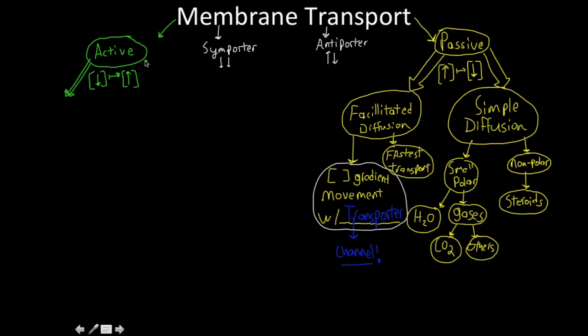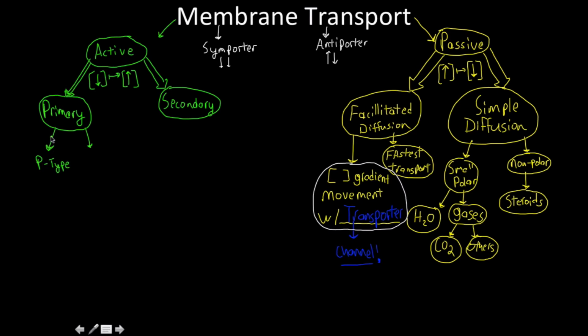For active transport, we have two subclasses: primary active transport and secondary active transport. In case this wasn't obvious, we are in fact using energy. The most common energy molecule in cells is ATP. I'm going to give two types of examples: P-type ATPases and ABC, ATP binding cassettes. An example of a P-type primary active transporter would be the sodium potassium pump. P-type is where the P comes in.